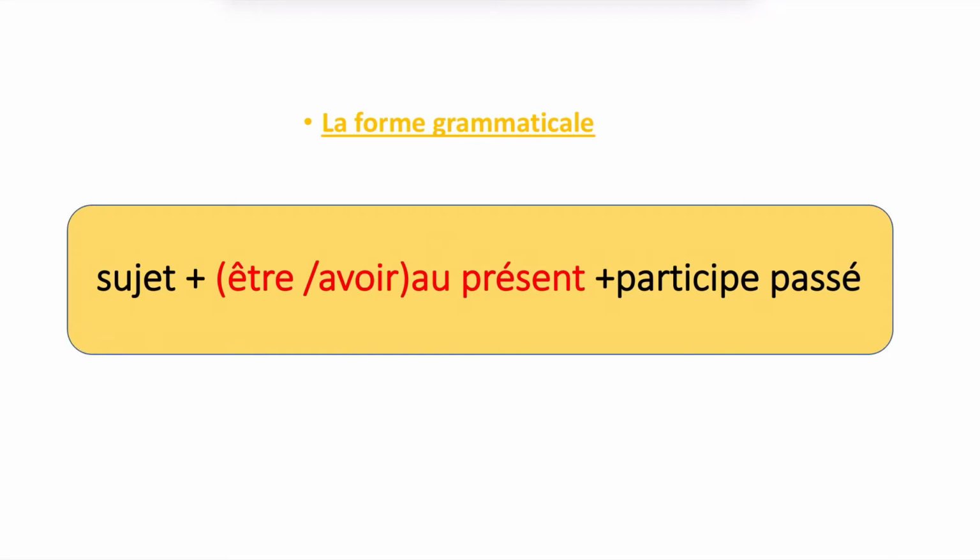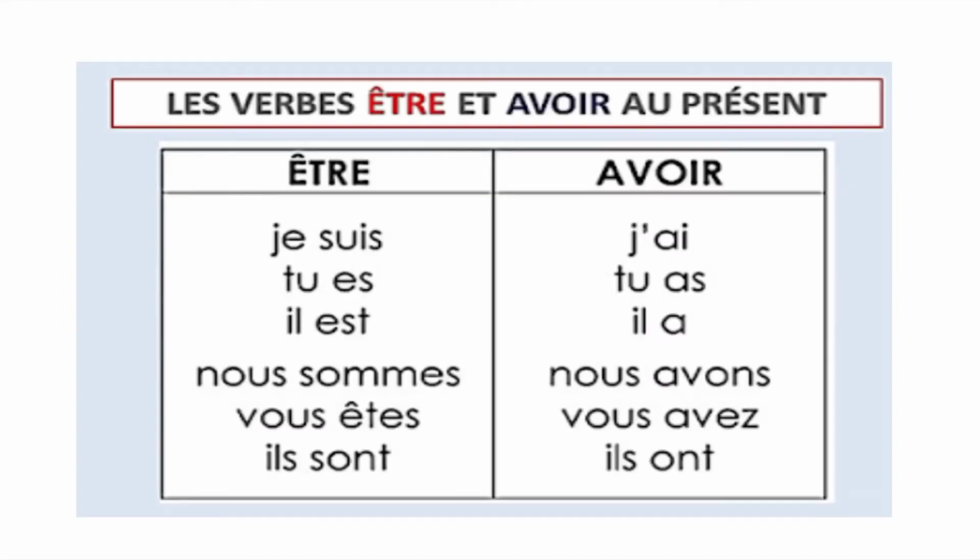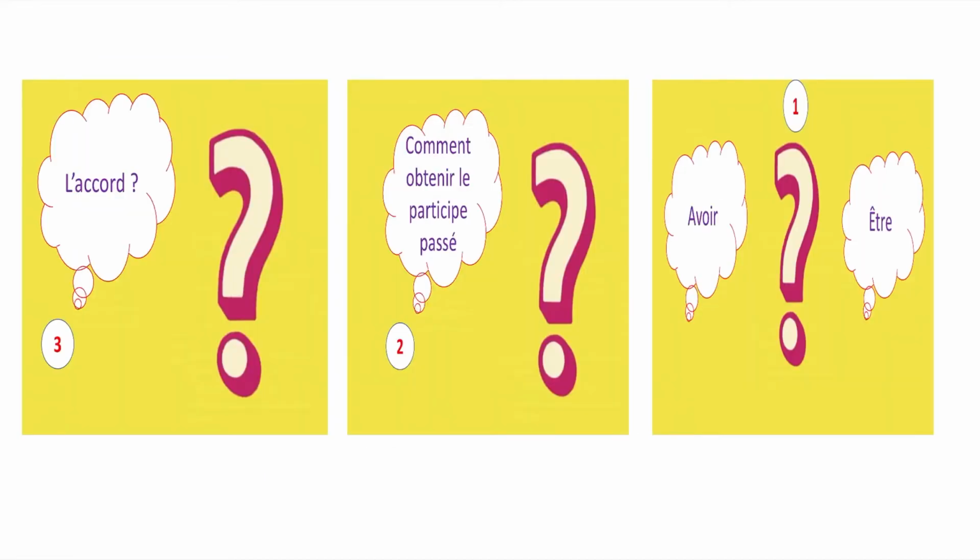Before we delve into this lesson, I advise you to memorize être and avoir if you don't know or if you forgot how to conjugate them in the present. So this is verb être and verb avoir in présent. Je suis, tu es, il est, nous sommes, vous êtes, and ils sont. And j'ai, tu as, il a, nous avons, vous avez, ils ont. Stop the video and memorize them. Now you are ready to solve any exercise following the forme grammaticale.